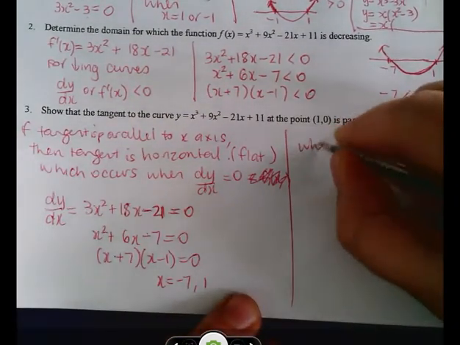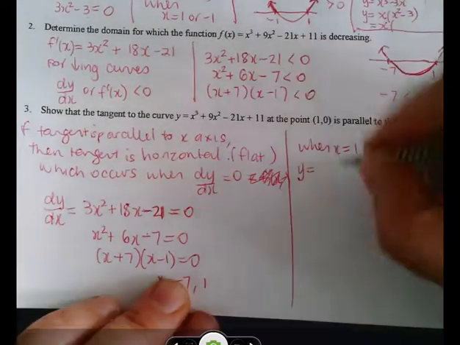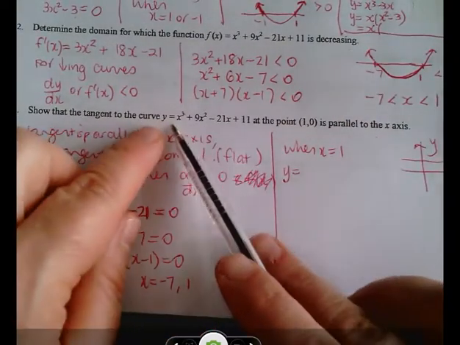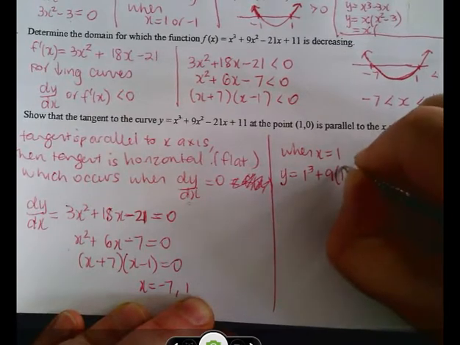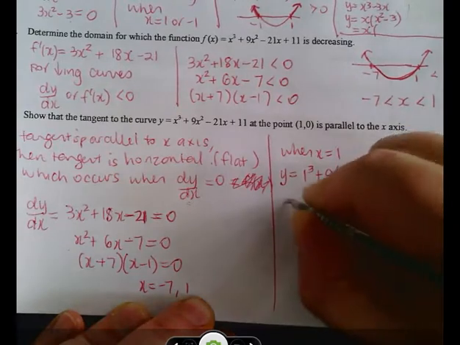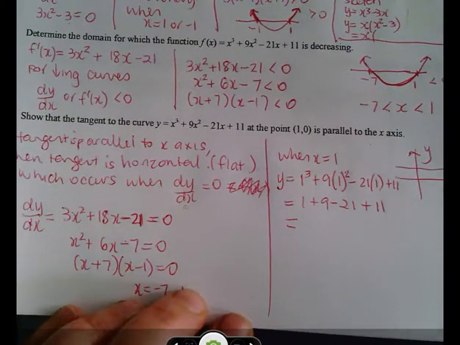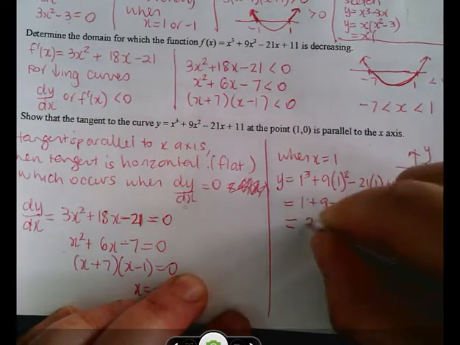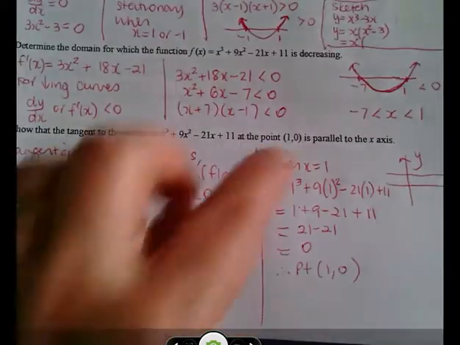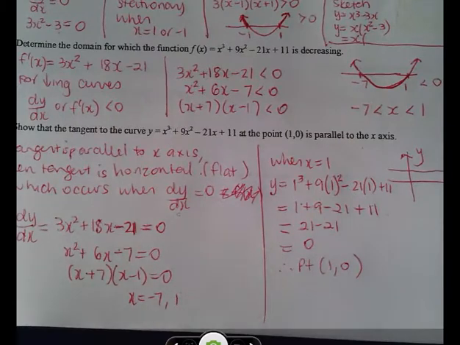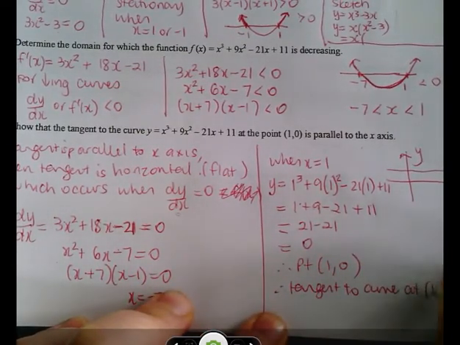What should I do now? When x is 1, what does y equal? Where would I find out what y equals when x is 1? Sub it into the equation. So when x is 1, you sub it into the original equation of y, not into the derivative. y is 1 cubed plus 9 times 1 squared minus 21 times 1 plus 11, which is 1 plus 9 minus 21 plus 11. Because it's saying show, you've got to show all the working. 1 plus 9 plus 11 is 21, minus 21, which is 0. Therefore we've got the point (1, 0). When x is 1, y is 0. So therefore the tangent to the curve at (1, 0) is horizontal.